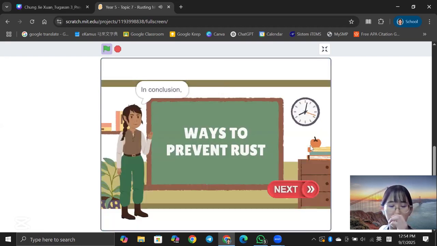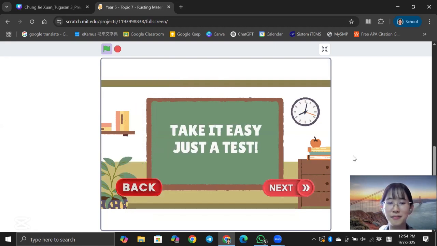In conclusion, rust can be prevented by keeping metal away from air and water. Methods like painting, applying oil, covering objects, and storing them in a dry place help protect iron and make it last longer. Let's press next to try out the quiz. So just a simple quiz, just take it easy.